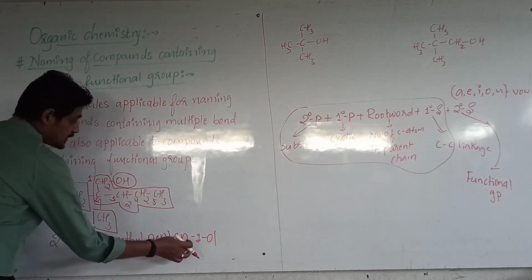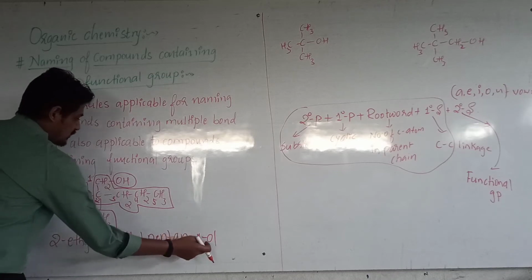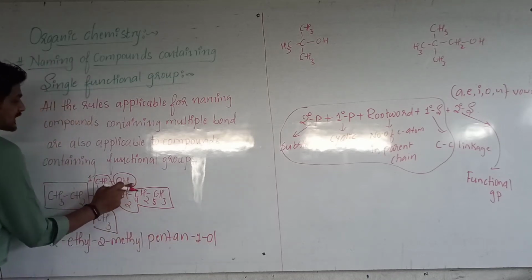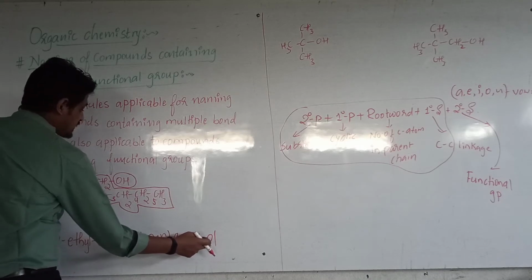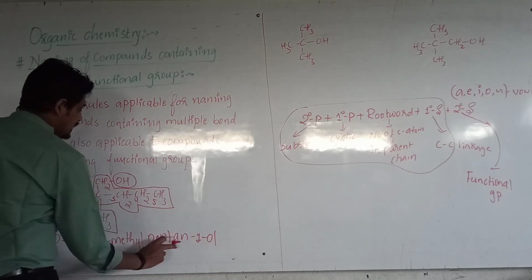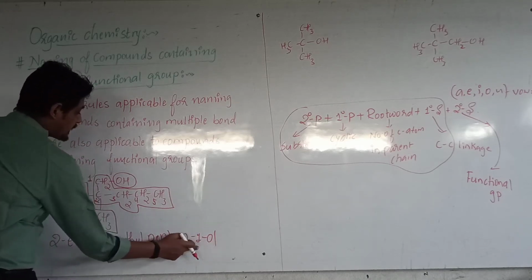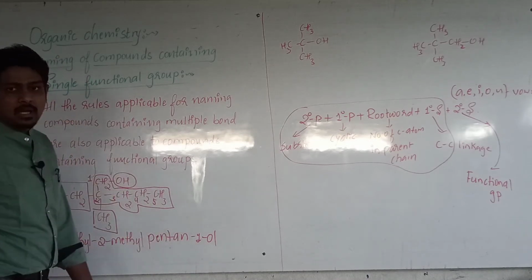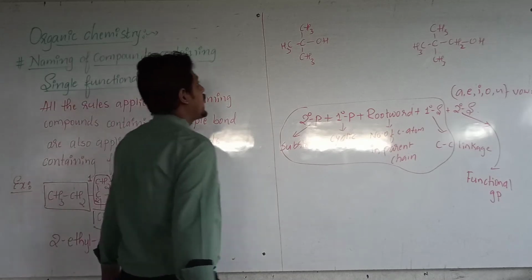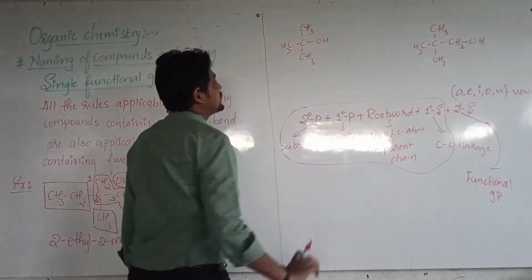So pentan, not ane. E is dropped. Why? Because the secondary suffix, that is the functional group, is alcohol. From O onwards the secondary suffix is starting, so E is dropped. So it will become pentan-1-ol. Why 1-ol? Because the first carbon atom is attached to the functional group. Okay. So now this, how do we name this?